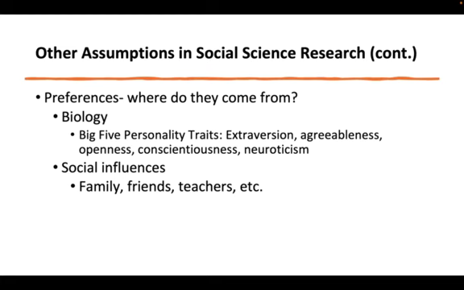Social influences as well. I suggested that family was an important factor in the transmission of party identification across generations. Our friends, our teachers, if we're religious, our clergy, if we are into athletics, our coaches, authority figures, in other words, are also major social influences on our behavior.